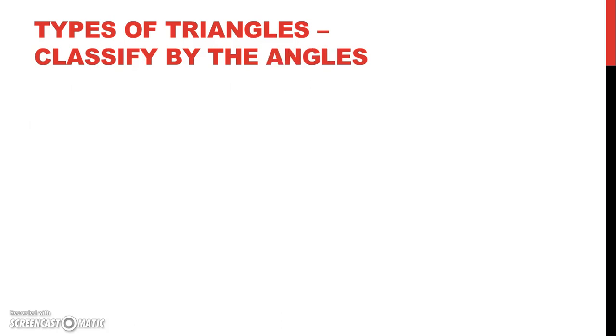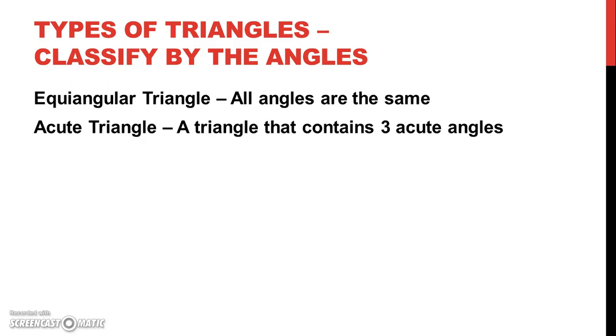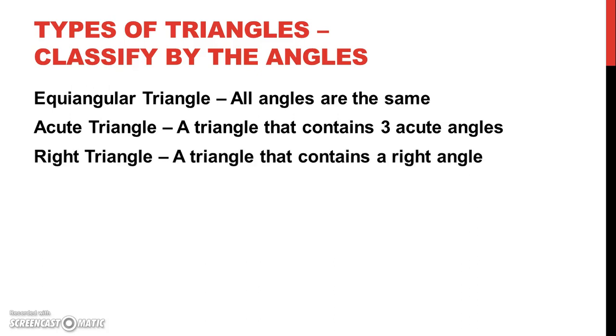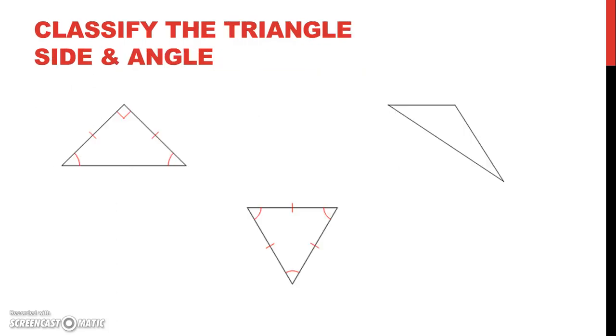Then we're going to classify by angle. You have the equiangular triangle, which has all congruent angles, the acute triangle, which has 3 acute angles, and an equiangular triangle is actually a type of acute triangle, the right triangle, which contains 1 right angle, and the obtuse triangle, which contains an obtuse angle.